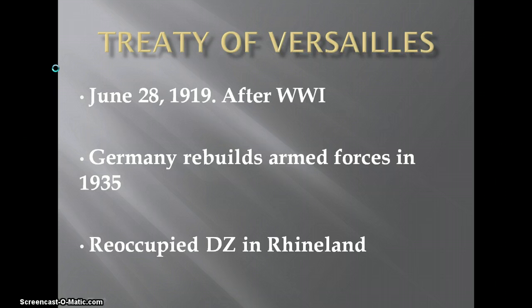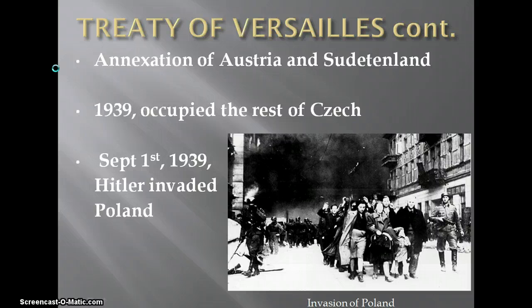By March of 1935, Adolf Hitler created a new navy, an air force, and the first full armored divisions. A year later, Hitler violated the treaty again by reoccupying Rhineland, which was a demilitarized zone. In March 1938, Hitler annexed Austria, and then in September of that same year, he annexed Sudetenland. By March 1939, Hitler occupied the rest of Czechoslovakia. Finally, on September 1st, 1939, Hitler violated the treaty for the last time by invading Poland. The picture here shows Nazi soldiers evacuating Polish civilians out of their country.